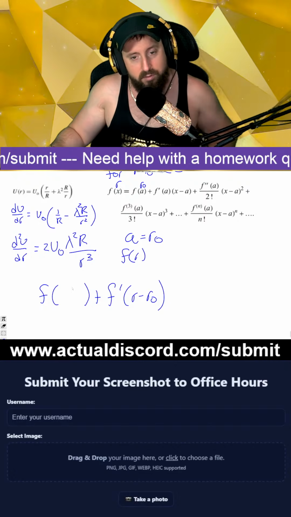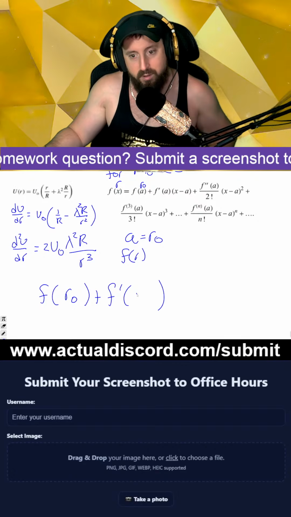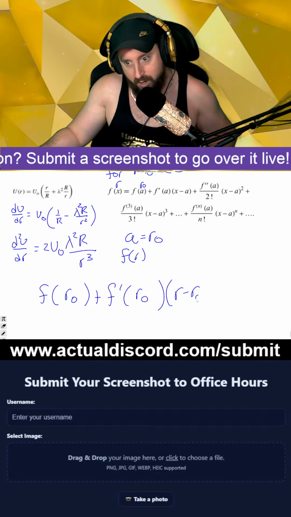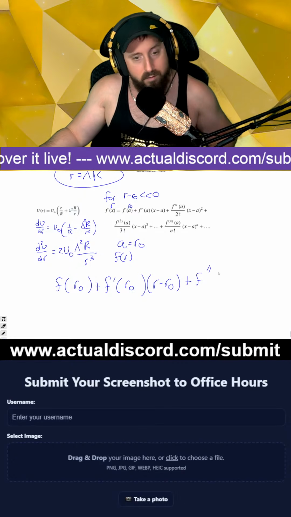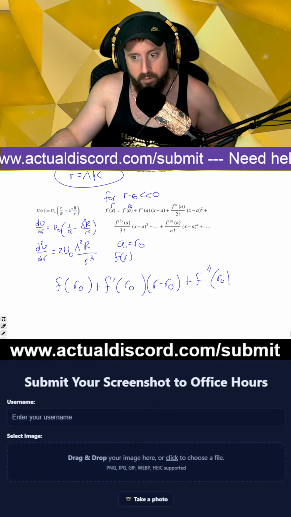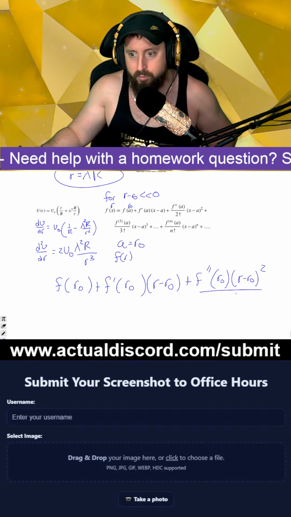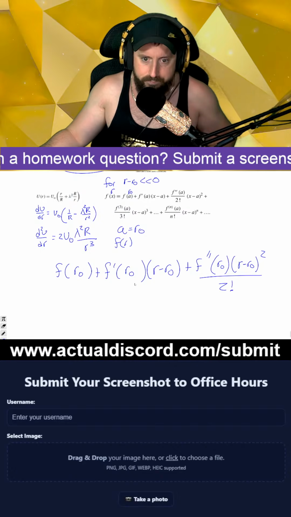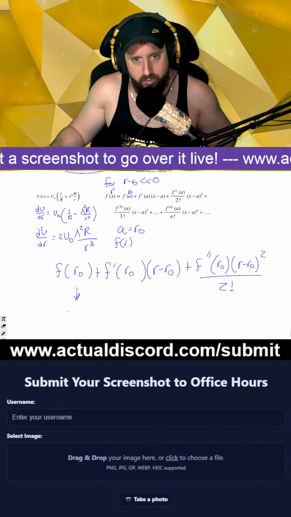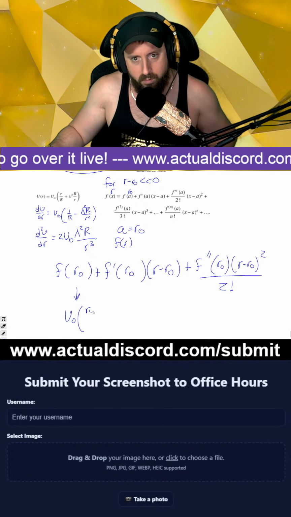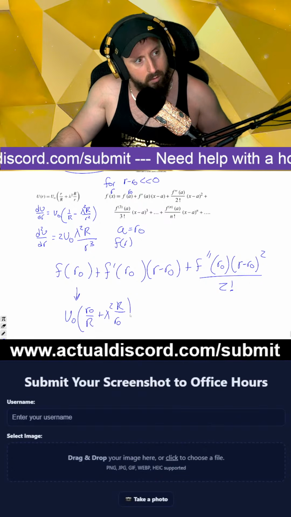Okay. So this is f of r naught. This is now f prime. No, this is f prime at r naught, and then this is r minus r naught. Okay. And then this is plus f double prime at r naught, and then this is r minus r naught squared all over 2 factorial. Okay. So f at r naught is equal to u naught r naught over big R plus lambda squared R over little r naught.